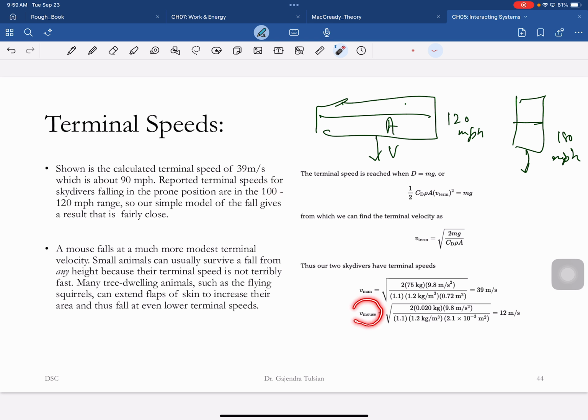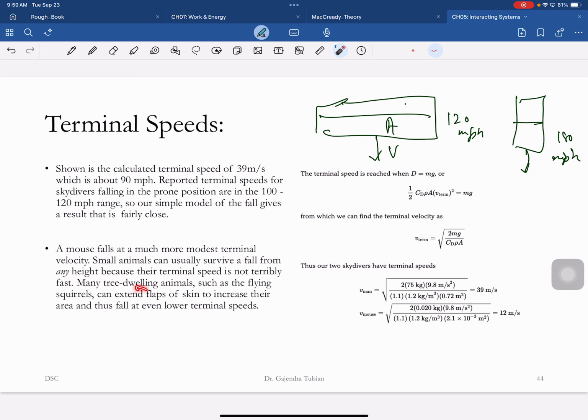Here's the terminal velocity for a mouse. This is why we did this. It's about 10 meters per second, about 20 miles an hour. So it doesn't matter if a mouse falls from an oak tree or jumps off a sequoia tree or a redwood tree. It would be hitting the ground at about 25 miles an hour, and it's able to survive that. Small animals can usually survive falls from any height because their terminal speed is not fast.